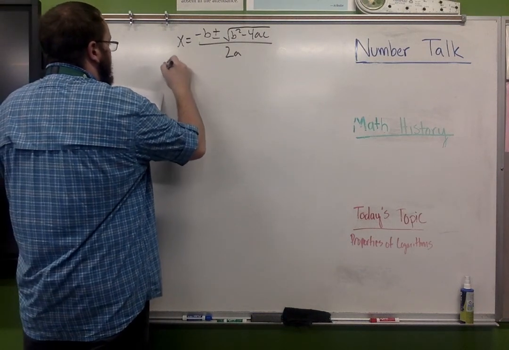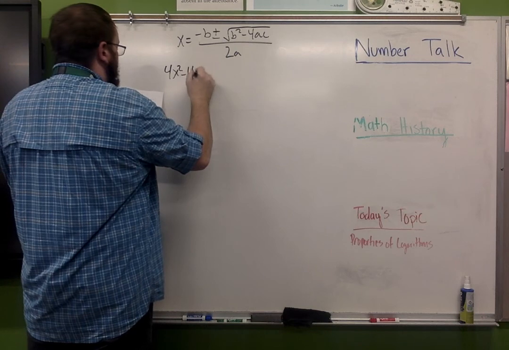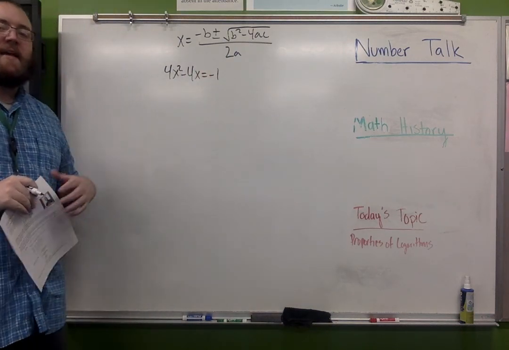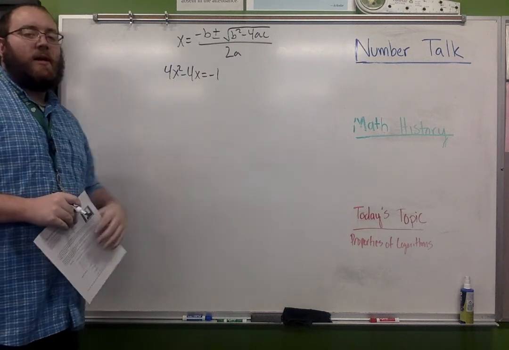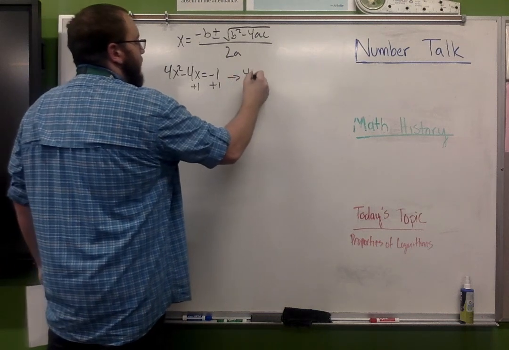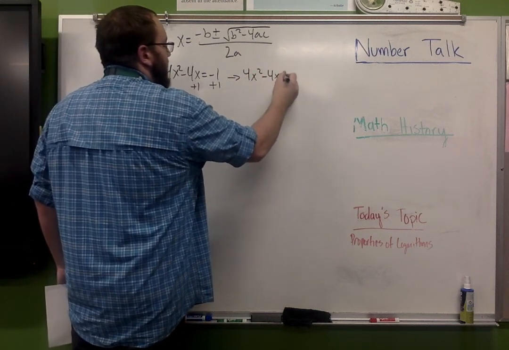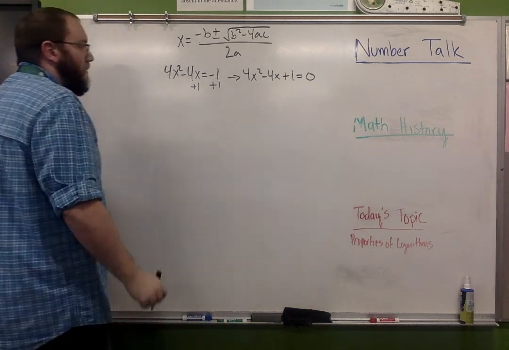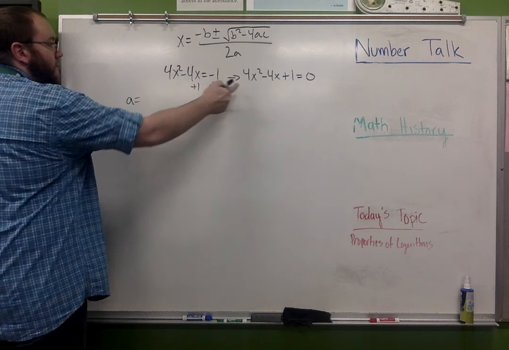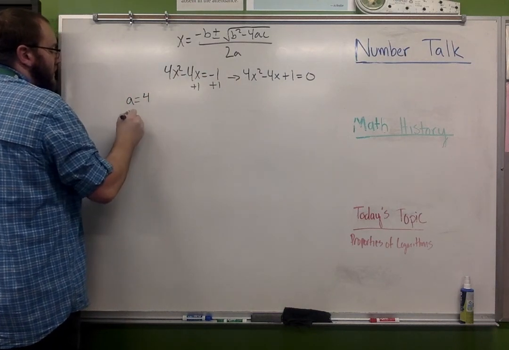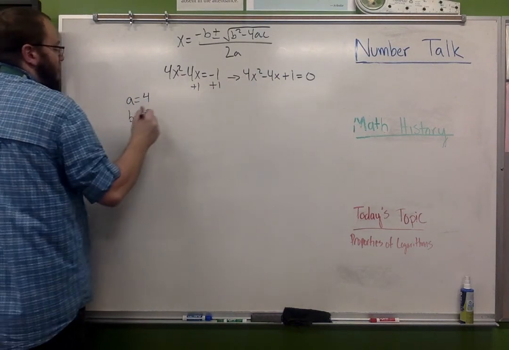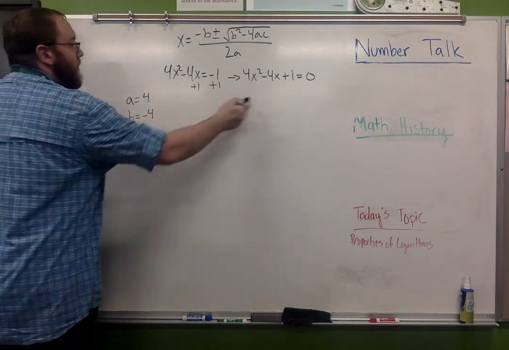Let's see, we have 4x squared minus 4x equals negative 1. Now remember, when we're solving quadratics, everything on one side, 0 on the other. So I need to add 1 to both sides. So here I have 4x squared minus 4x plus 1 equals 0 now. All right? So now I have a is equal to 4, right? The first number, the leading coefficient, excuse me. b is equal to negative 4, and c is equal to positive 1.